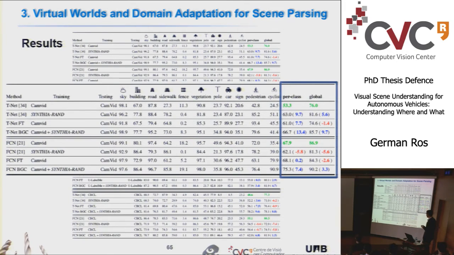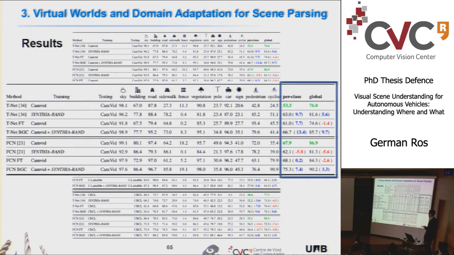But just training on Cynthia already levels up to 63% of per class accuracy, because we become very good at things like pedestrian, cyclist, and so on. But when using domain adaptation, we are actually able to gain some points and move forward to 66% of per class accuracy and 85% of global accuracy, which is a very good result. So a relative difference of more than 13 points in per class accuracy.